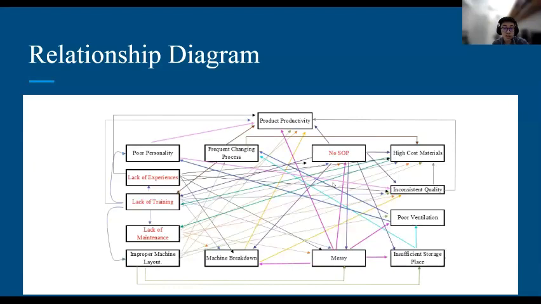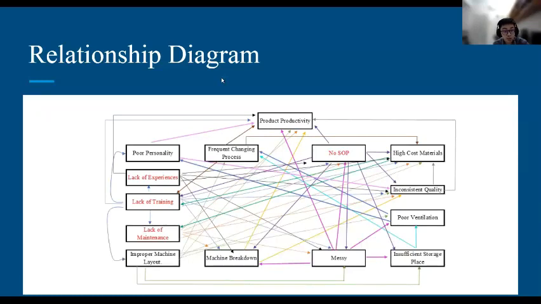Today I am going to explain the relationship diagram. The use of the relationship diagram is to identify the main cause of the problem. From this diagram, we can see that the 4 main causes that affect the product productivity are the lack of experience, lack of training, lack of maintenance, and no standard operation procedure (SOP).